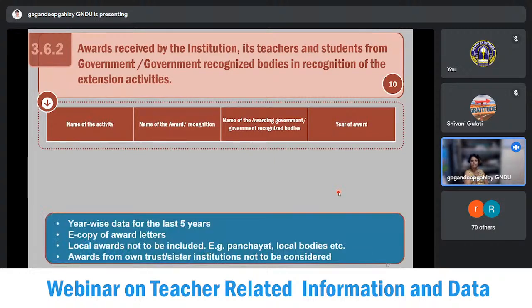Again, as a proof, it is mandatory to submit the e-copy of the award letters. If you do not include the e-copy, that particular award is not going to be considered. You cannot include any local award, so it has to be from either the government or government recognized bodies. You cannot include awards from your own trust or sister institutions which belong to your institute. So you can't do that. Only awards from government or government recognized bodies will be included in this data.